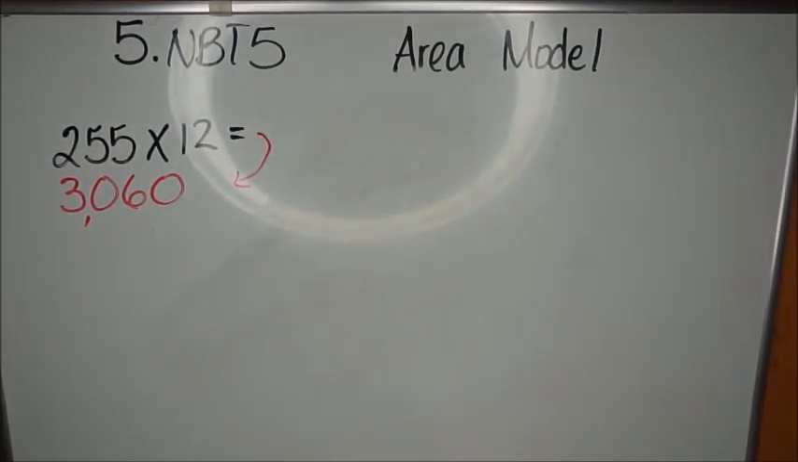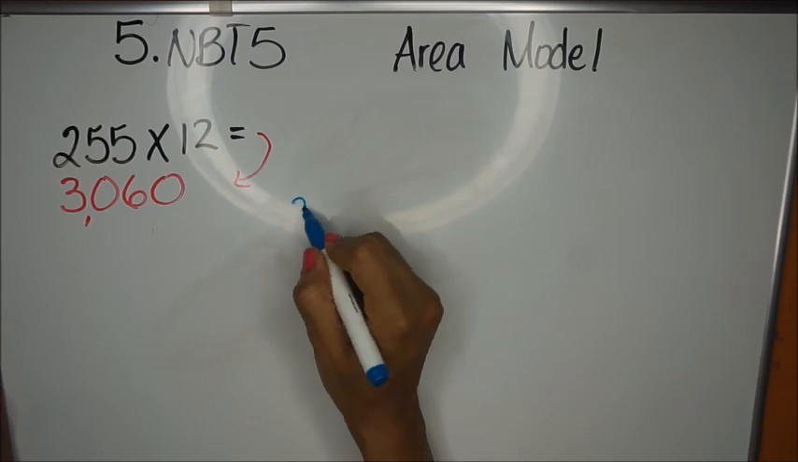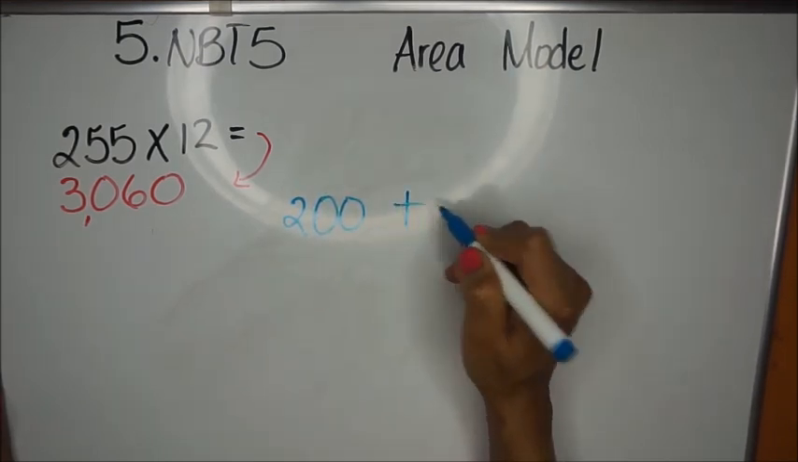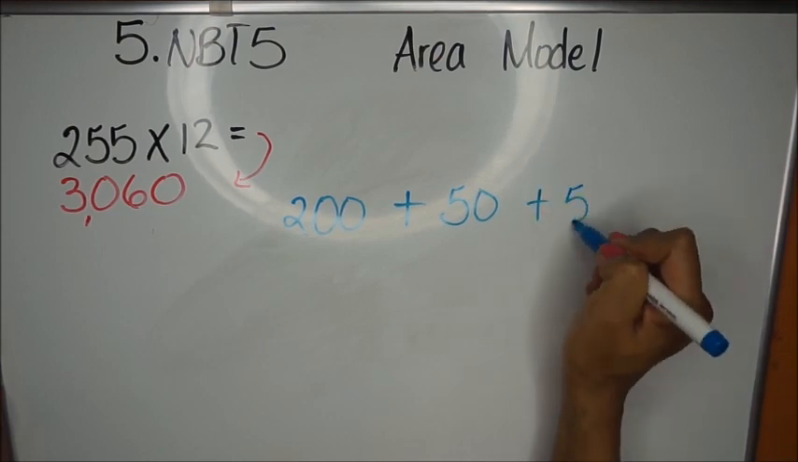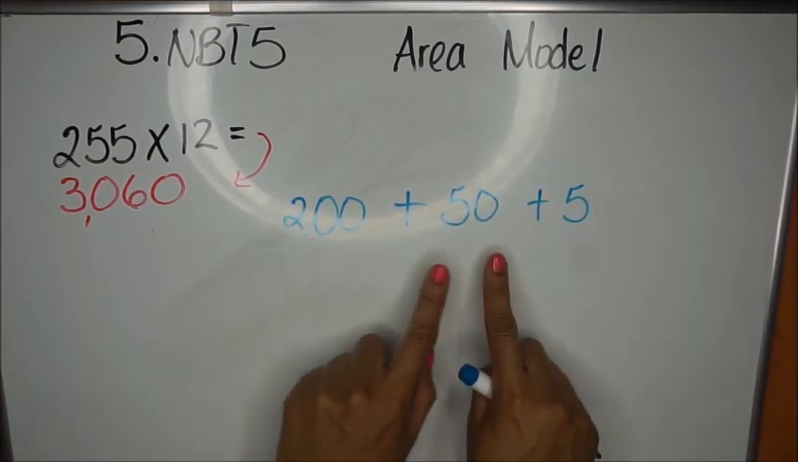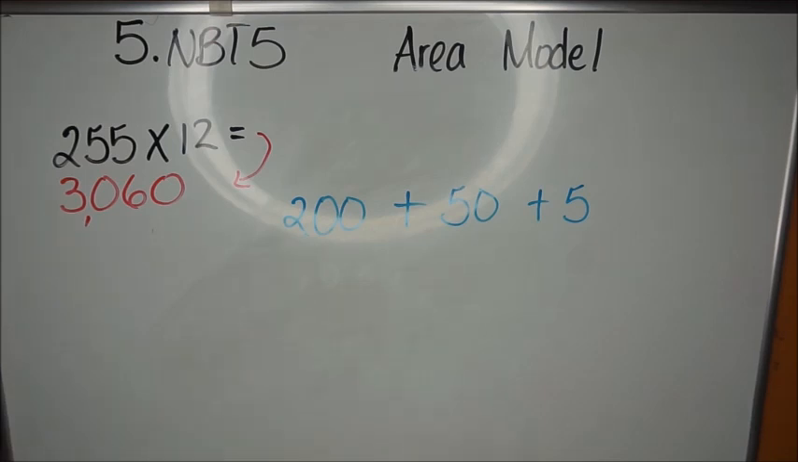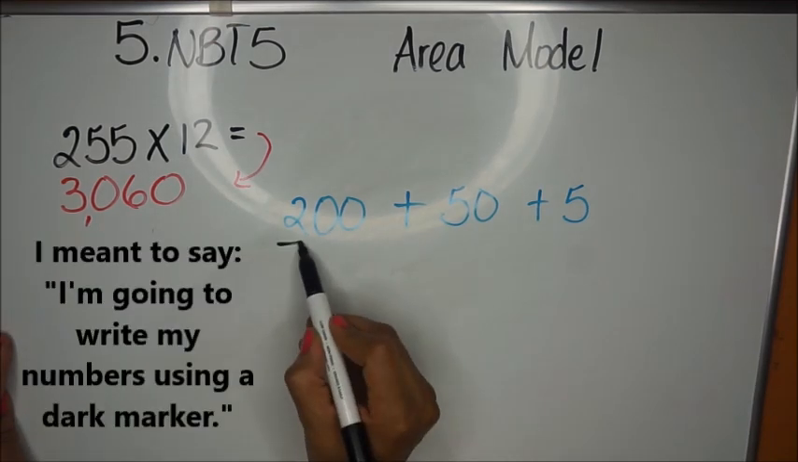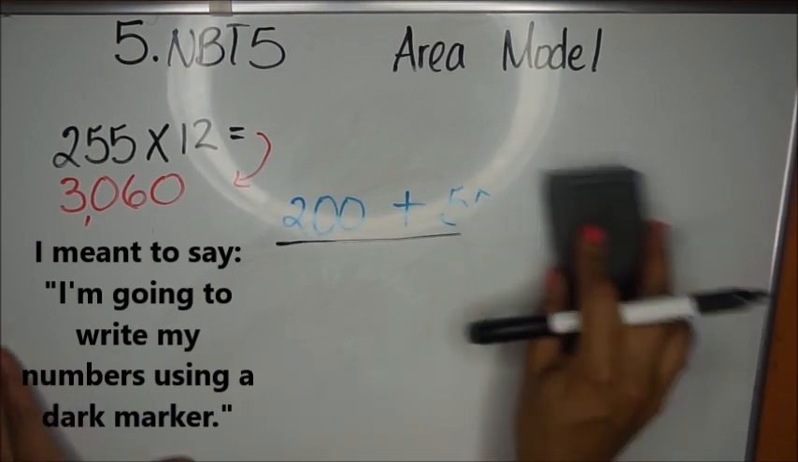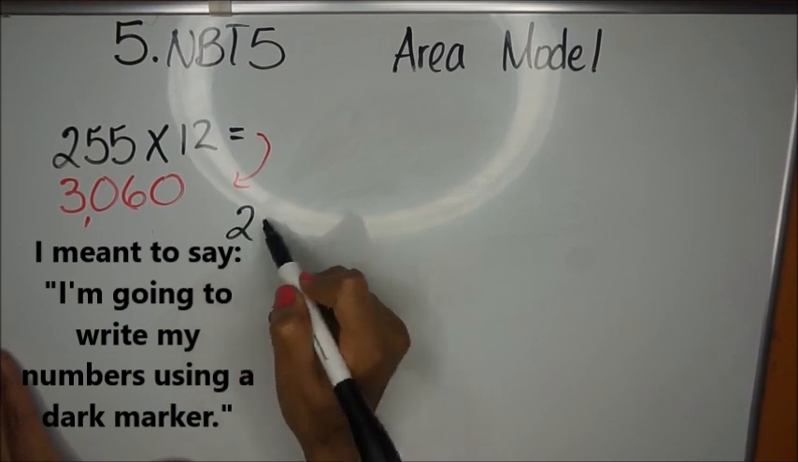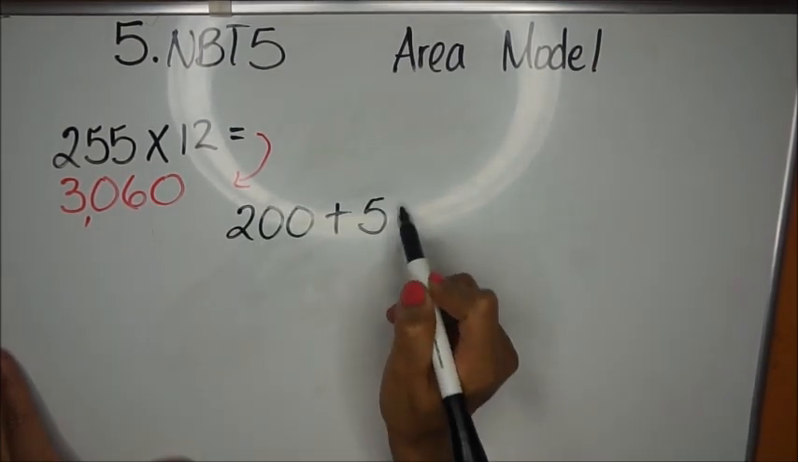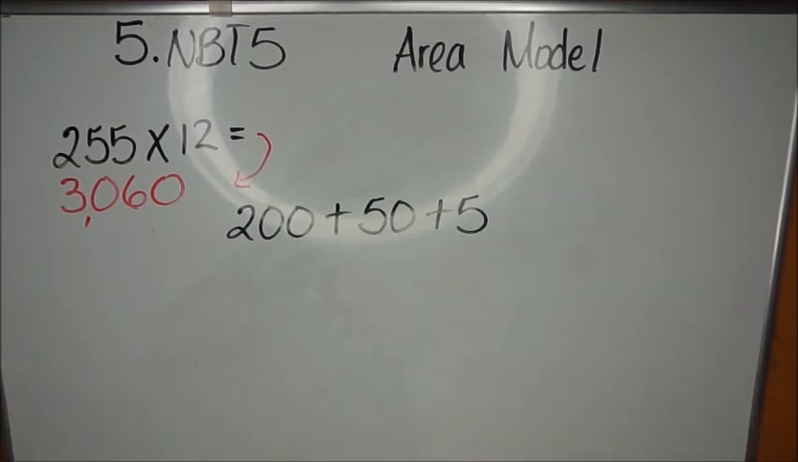And in order for me to solve or multiply 255 times 12, I'm going to have to write those numbers in expanded form. So it's 200 plus 50 plus 5. So I know 200 plus 50 plus 5 is going to give me 255. Okay? Let me just erase that. And I'm going to write this here. 200 plus 50 plus 5. I hope you're following along so far.